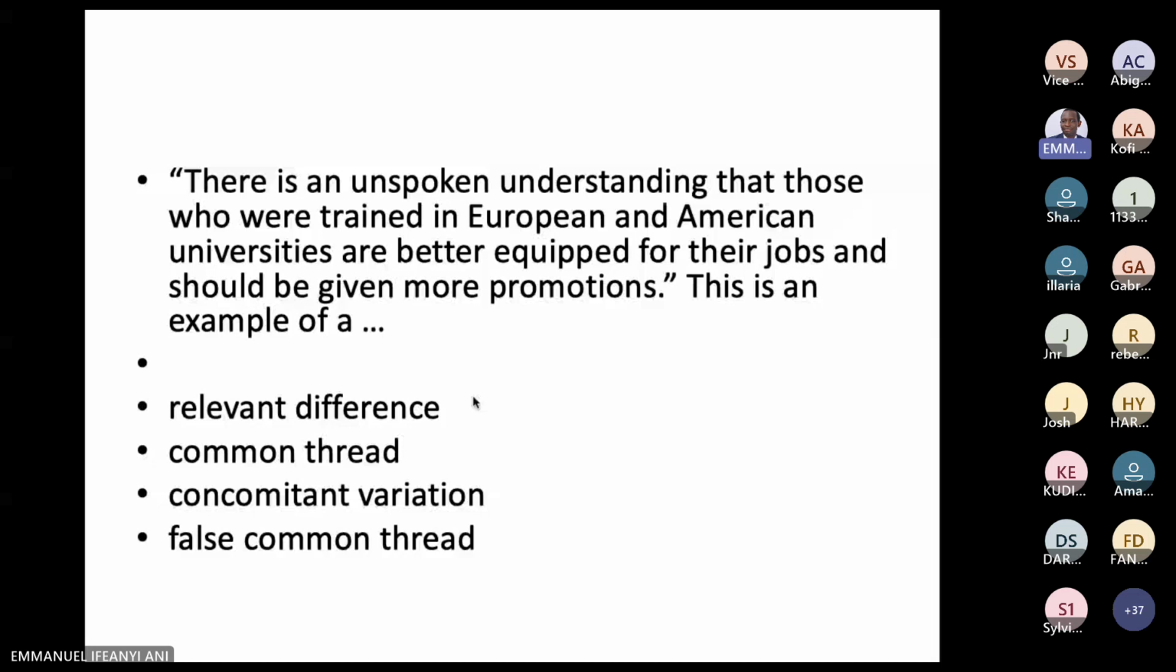Okay, so please, could you explain? Give us the technicality. Okay, so I would say that maybe it is argued that those specific people trained in European and American universities are better equipped for their jobs and should be given more promotions. So people see those people who have been specifically trained in Europe as those who can perform better if we employ them. So they are making the difference out of all employees.